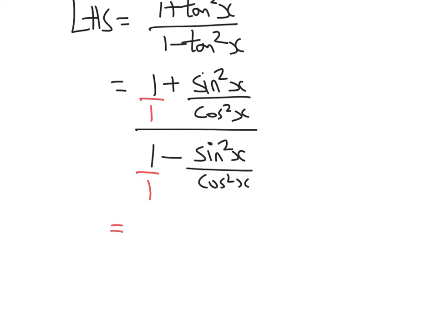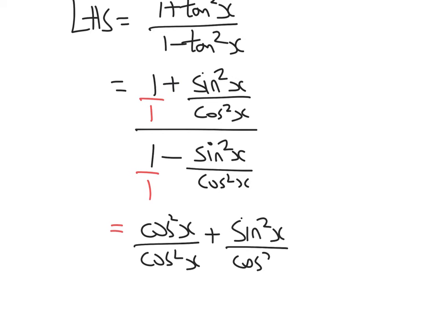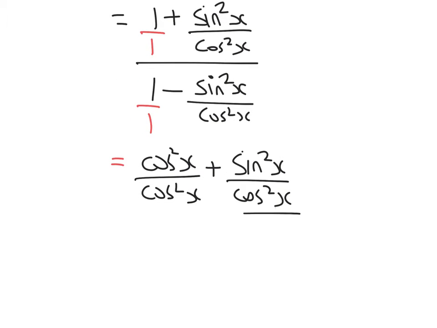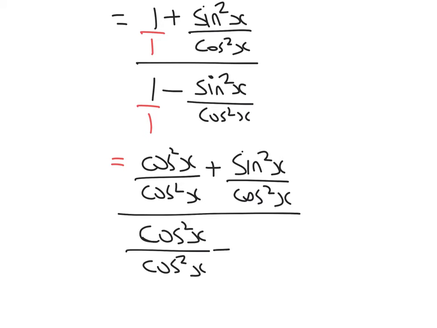So let's do that. I'm changing pen. So cos squared x over cos squared x plus sine squared x over cos squared x. And if I shift that up, that's the top. The bottom is the same, isn't it? Except that we're going to have a subtraction between the two terms, sine squared x. So now I have common denominators.